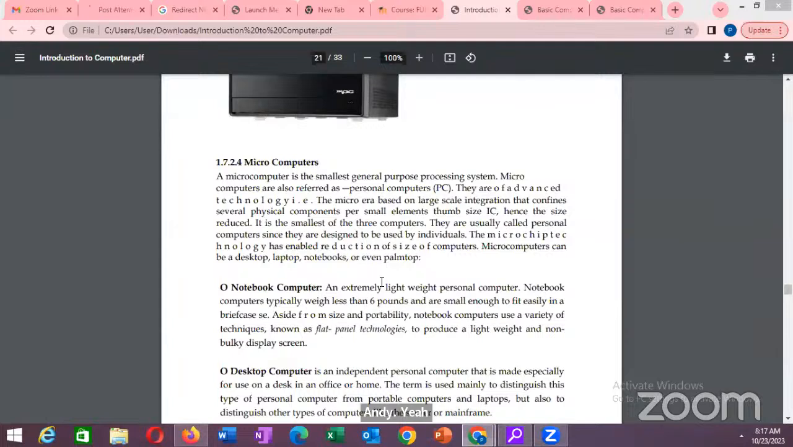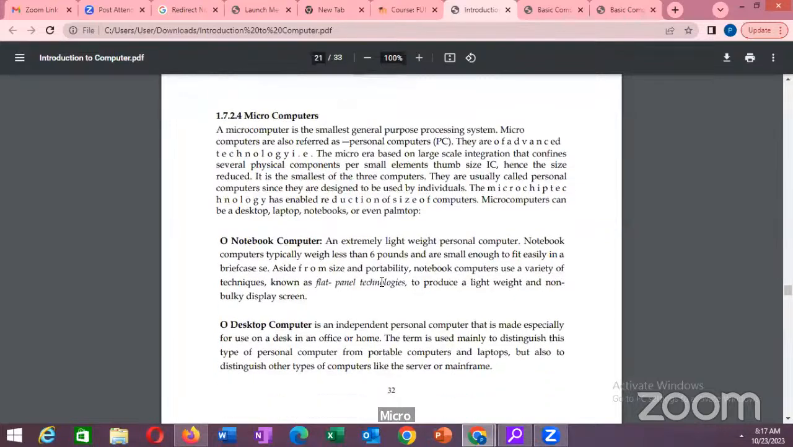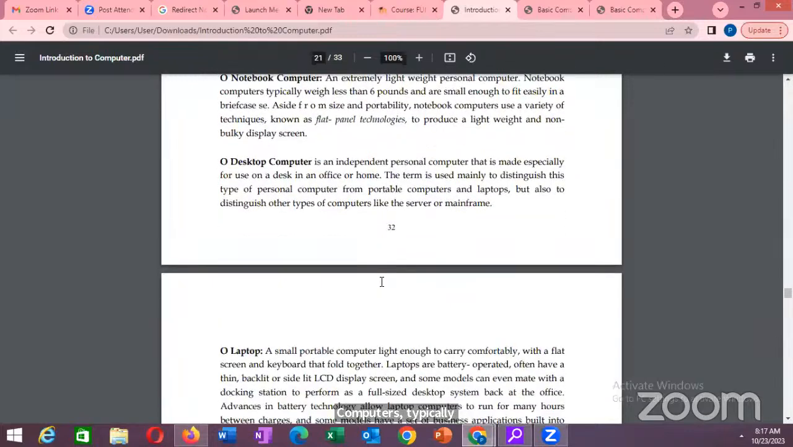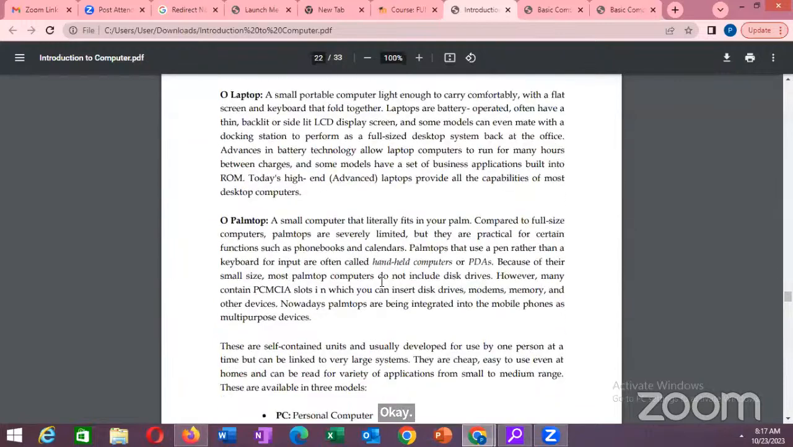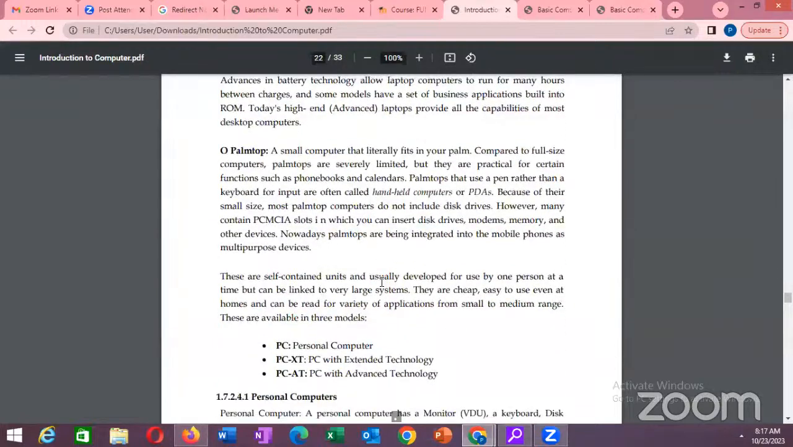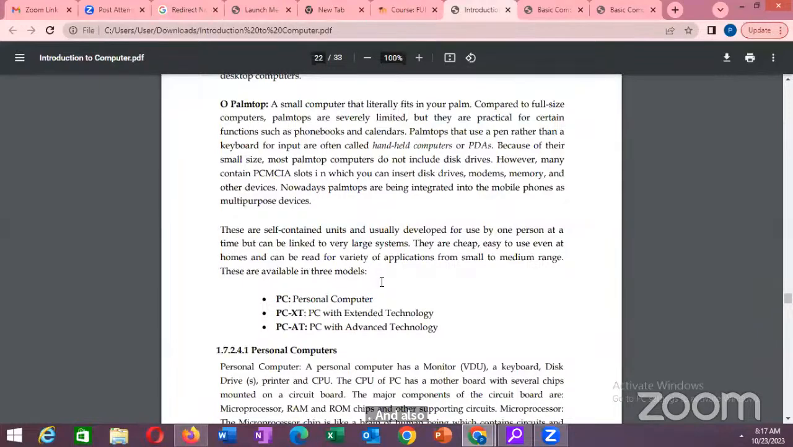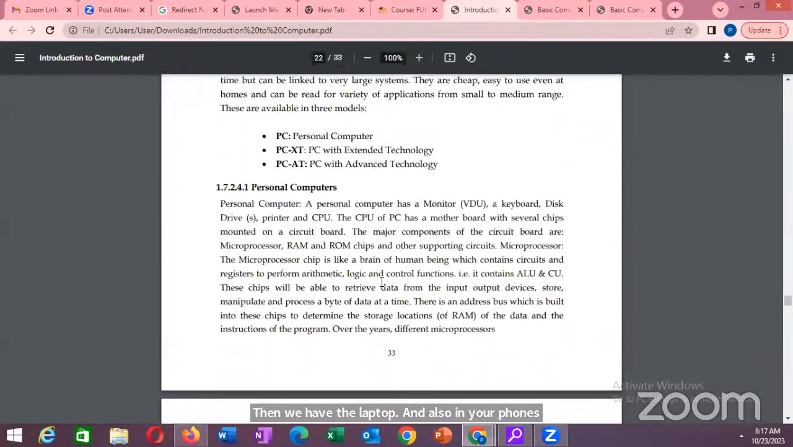So then we have what we call the notebook, an extremely lightweight personal computer. Notebook computers typically weigh less than 6 pounds and are small enough to fit easily in a briefcase. So you have that. We have also the desktop. Then we have the laptops, which we talked about, and then the palm top, and also your phones. So you look at it and dwell into that.